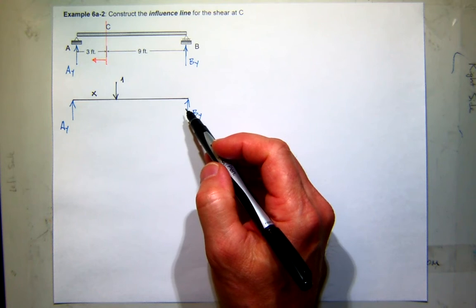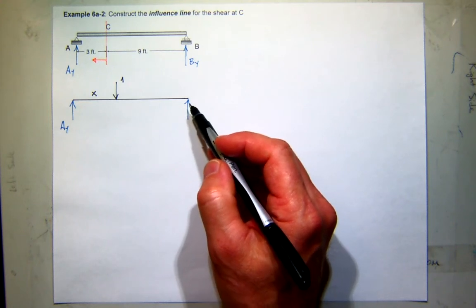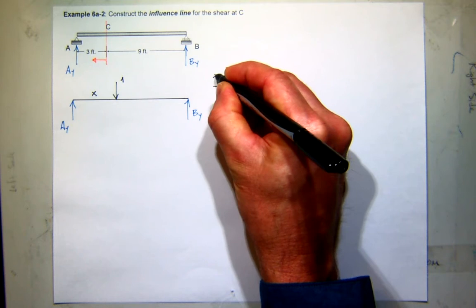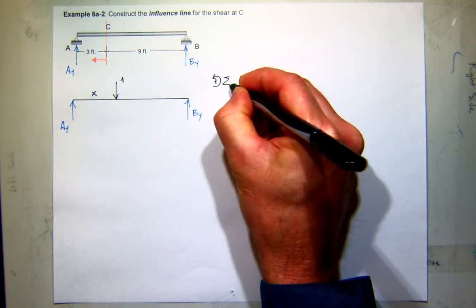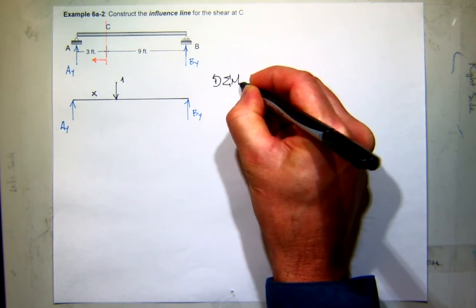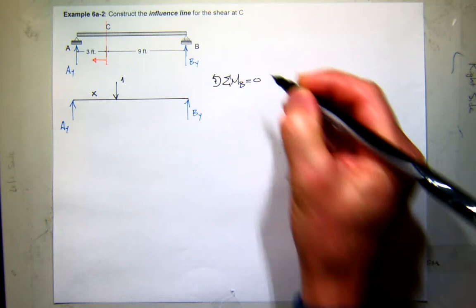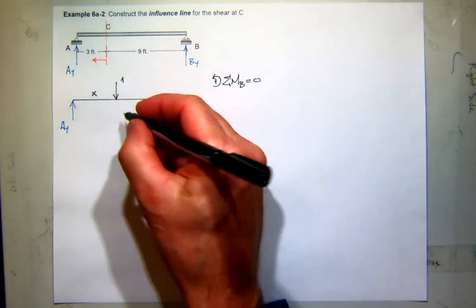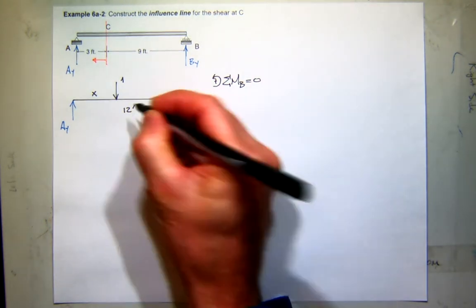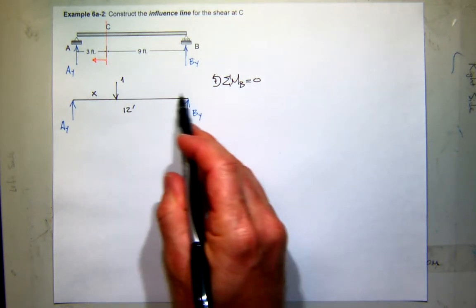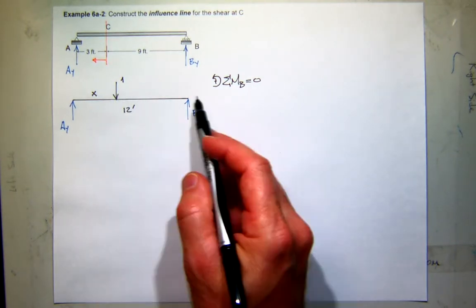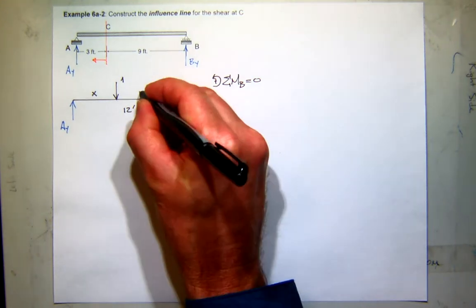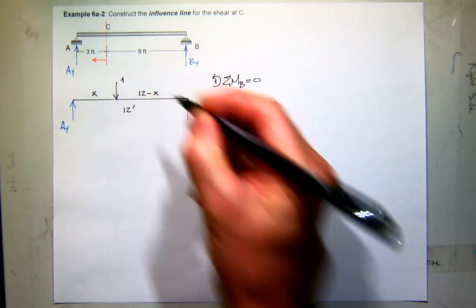How would you normally find AY? Probably some moments about B, right? So let's do that. So I'll use right-hand rule for my sign convention, and I will sum the moments about B. Make sure it's in equilibrium. The first thing you'll notice is, I forgot the dimensions here. What's this distance? Since I'm summing at B, it's going to be the length 12 minus x. So this will be 12 minus x.